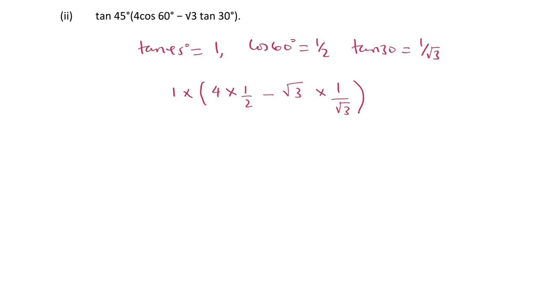Okay, so next we are going to simplify the expression inside the brackets. Then our expression is going to be 1 times, in brackets, 2 minus 1. Solving this, we have 1 times 1, which after solving further, we get 1. And this is going to be our answer.